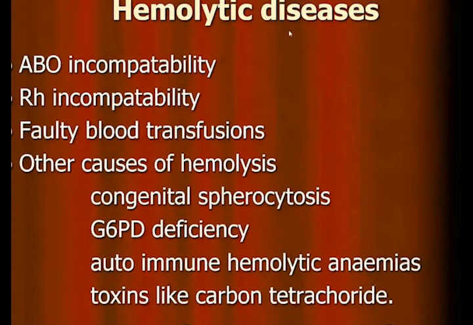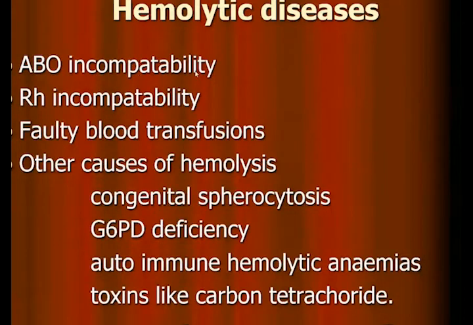What are the hemolytic diseases? Hemolytic means breakdown of the RBCs. So what is the cause for this breakdown that causes the jaundice? Hemolytic diseases: one is ABO incompatibility, Rh incompatibility, faulty blood transfusion. Other causes like hemolysis, congenital spherocytosis, G6PD deficiency, autoimmune hemolytic anemias, and toxins like carbon tetrachloride.